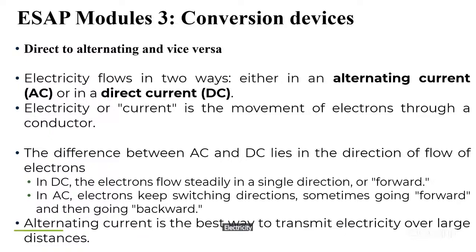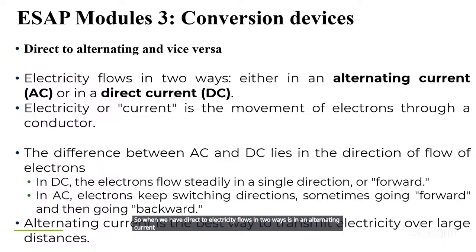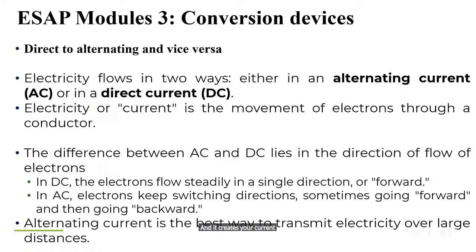Electricity is the move of electrons in a system. Electricity flows in two ways, either as an alternating current or as a direct current. Electricity, or current, is a movement of electrons through a conductor.